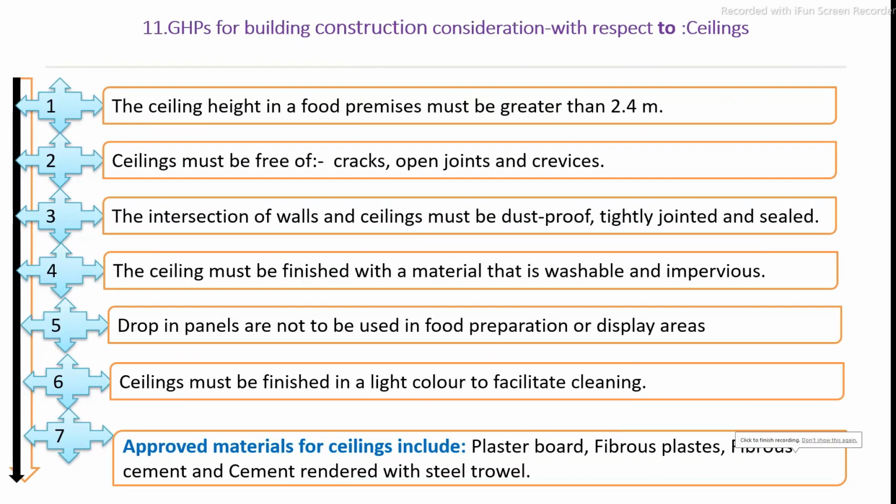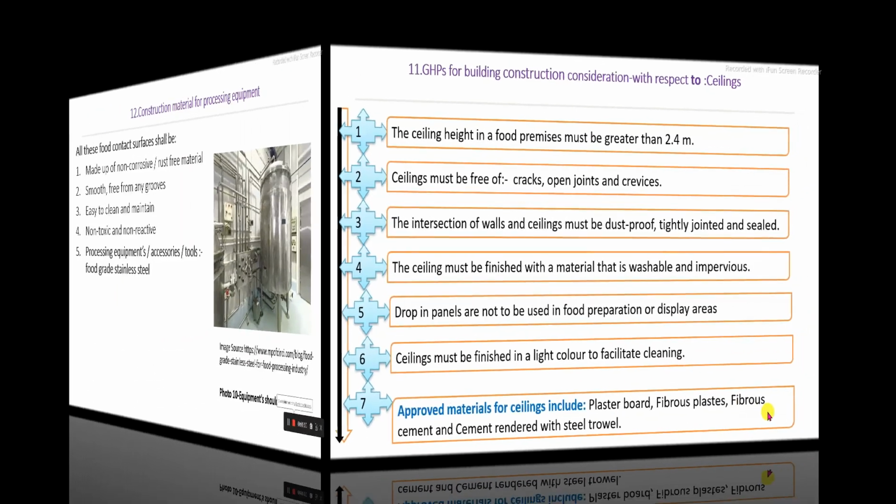GHPs with respect to the ceiling in the building construction: some points should be considered. The ceiling height should be not less than 2.4 meters. The ceiling should be made of good quality material, without any cracks, openings, or entry points for rodents and insects. The joints between the wall and the ceiling must be properly sealed. The ceiling material should withstand the external environmental conditions and be easy to clean. These are the minimum points to consider with respect to the ceiling in the food processing premises.